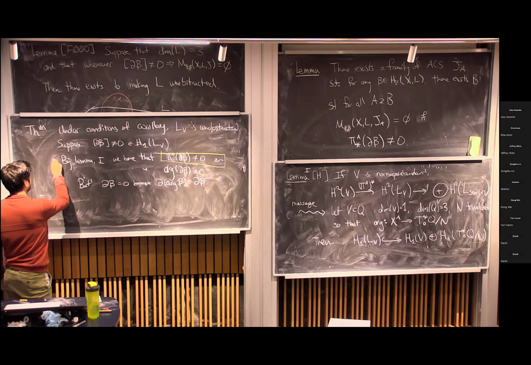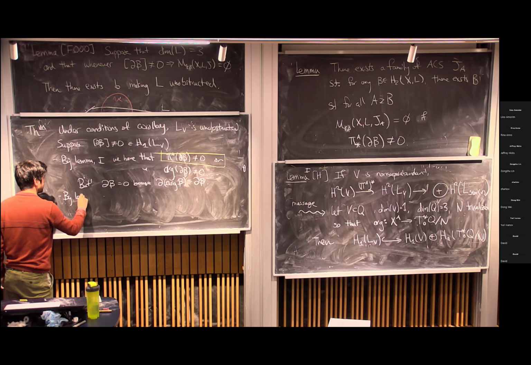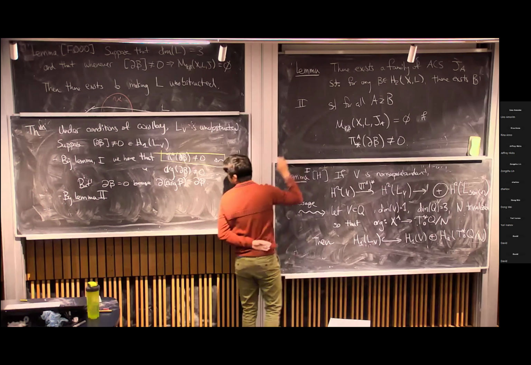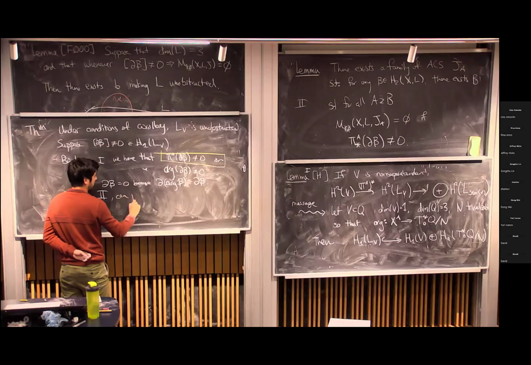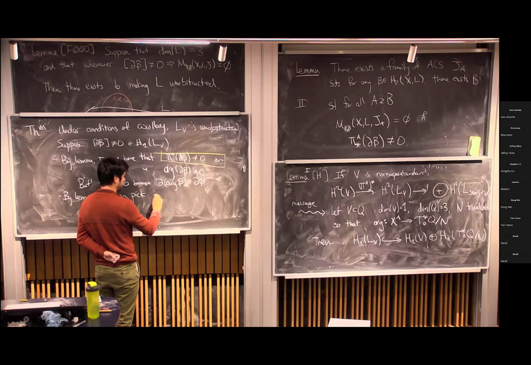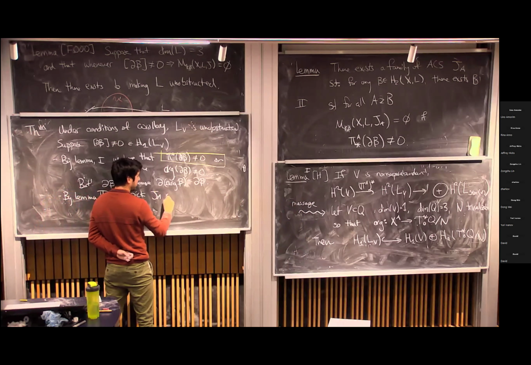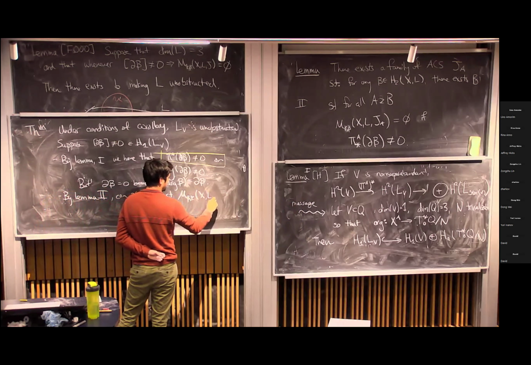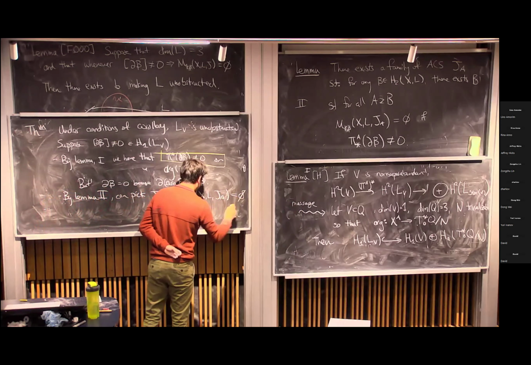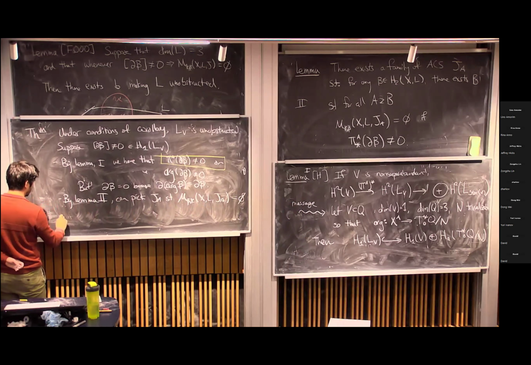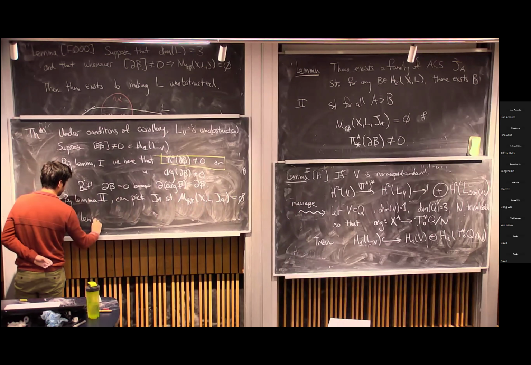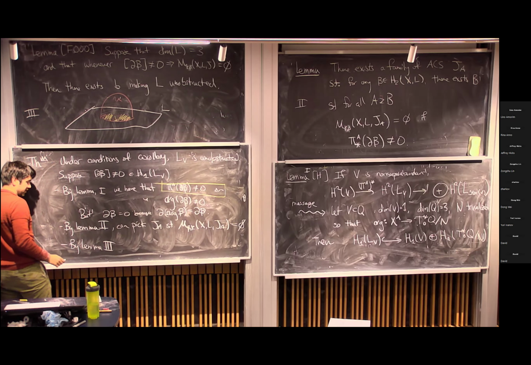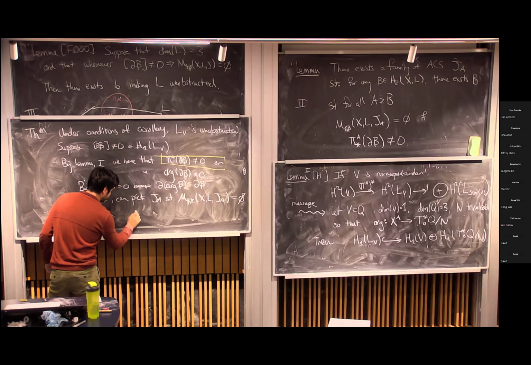So by lemma 2, pick KA such that this moduli space is empty. By lemma 3, so I satisfy the conditions of lemma 3. That implies LV is unobstructed.